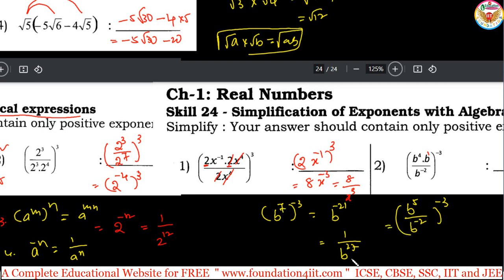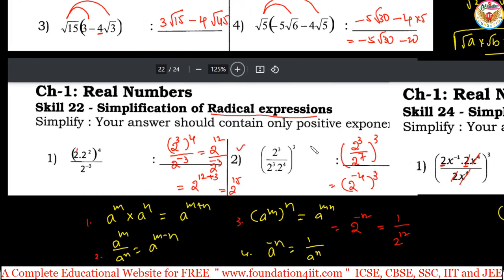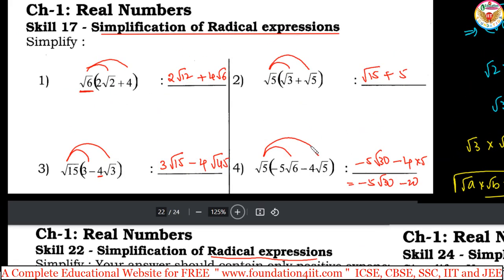Okay, first step, second step, third step. Right, so just a few sums I am showing because it is getting lengthy. Then the same pattern you follow for all the remaining problems. So these are the main basics required for real numbers from class 9th, chapter 1.